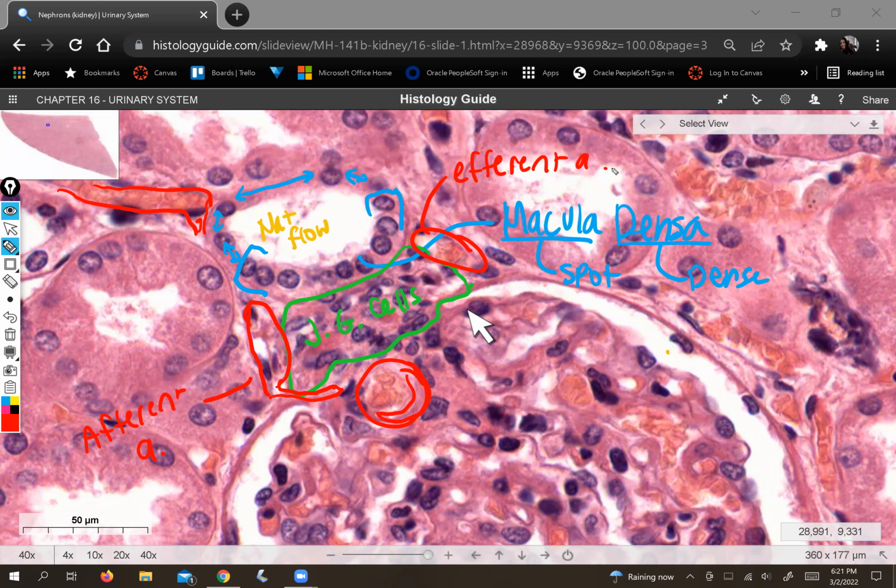So remember, afferent means blood's coming in, efferent means blood's leaving. And then we have the juxtaglomerular cells, which do a couple different things. One of them is secrete renin. So if we see a sudden and precipitous drop in sodium flow, like it goes from baseline to super low, what that implies is that filtration has taken a nosedive for some reason.